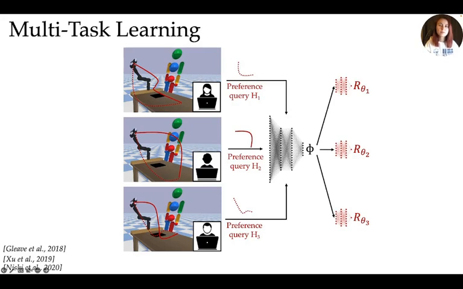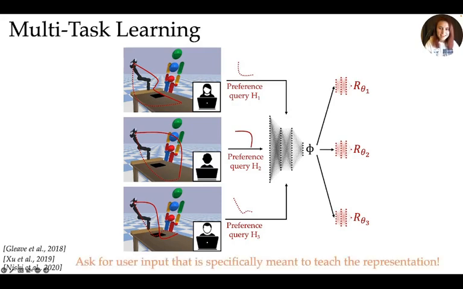By contrast, we propose that if learning generalizable representations is the goal, then we should just ask the user for input that is specifically meant to teach the representation itself, rather than asking for input meant to teach the reward and hoping to extract a good representation along the way.